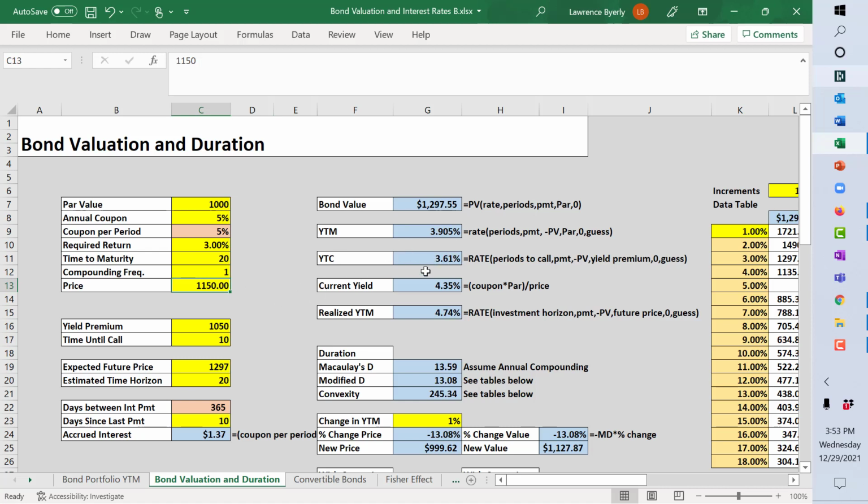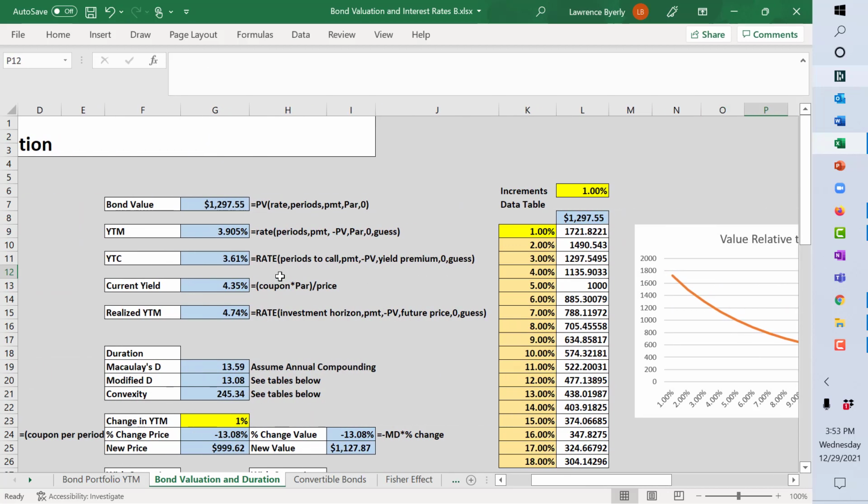So again, we could buy it at $1,150, but that's a bad investment now. If they call in 10 years, that's bad. But if we keep it for 20 years, we actually would earn about a 4.74% rate of return, which is higher than our required return of 3%. And it's kind of a long way around talking about all the returns, but understanding how prices and interest rates all work together helps us understand how corporations and investors could use them.